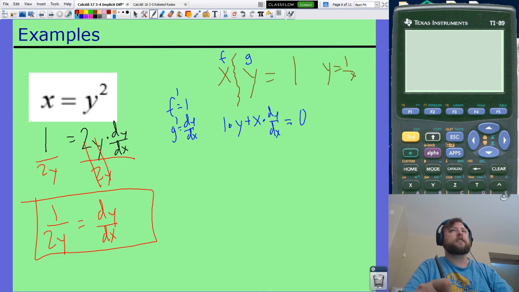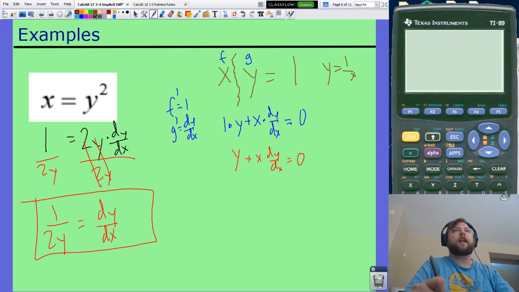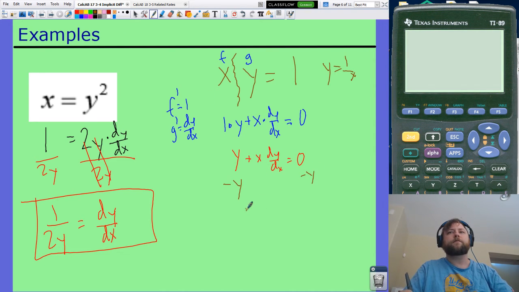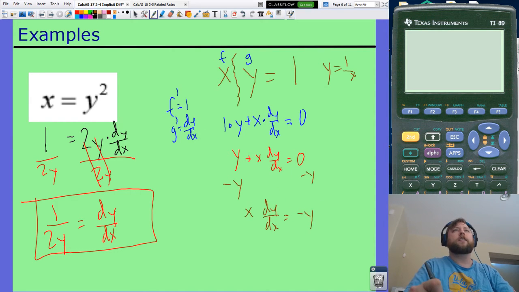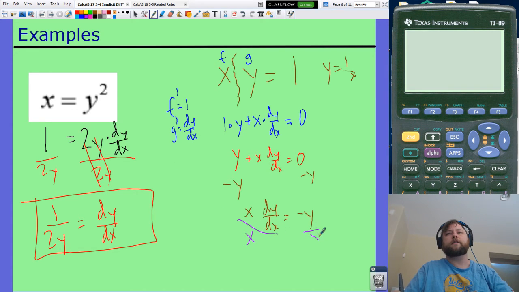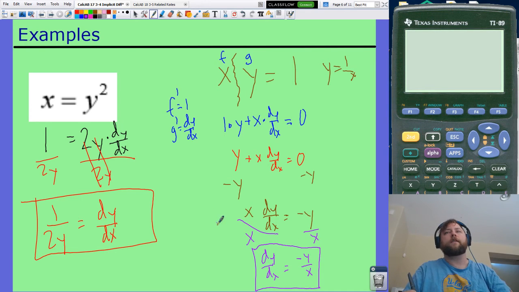Now, let's try to isolate the dy. So I'm going to rewrite this as y plus x dy/dx. Just get rid of that 1. And I want to get just the dy terms on one side, so I'm going to subtract y on both sides. So I get x dy/dx equals negative y. Then you want to isolate the dy/dx, so I'm going to divide by x on both sides. And what you're going to get is dy/dx equals negative y over x. And this is the way to derive that kind of equation. I did that right. Yeah.